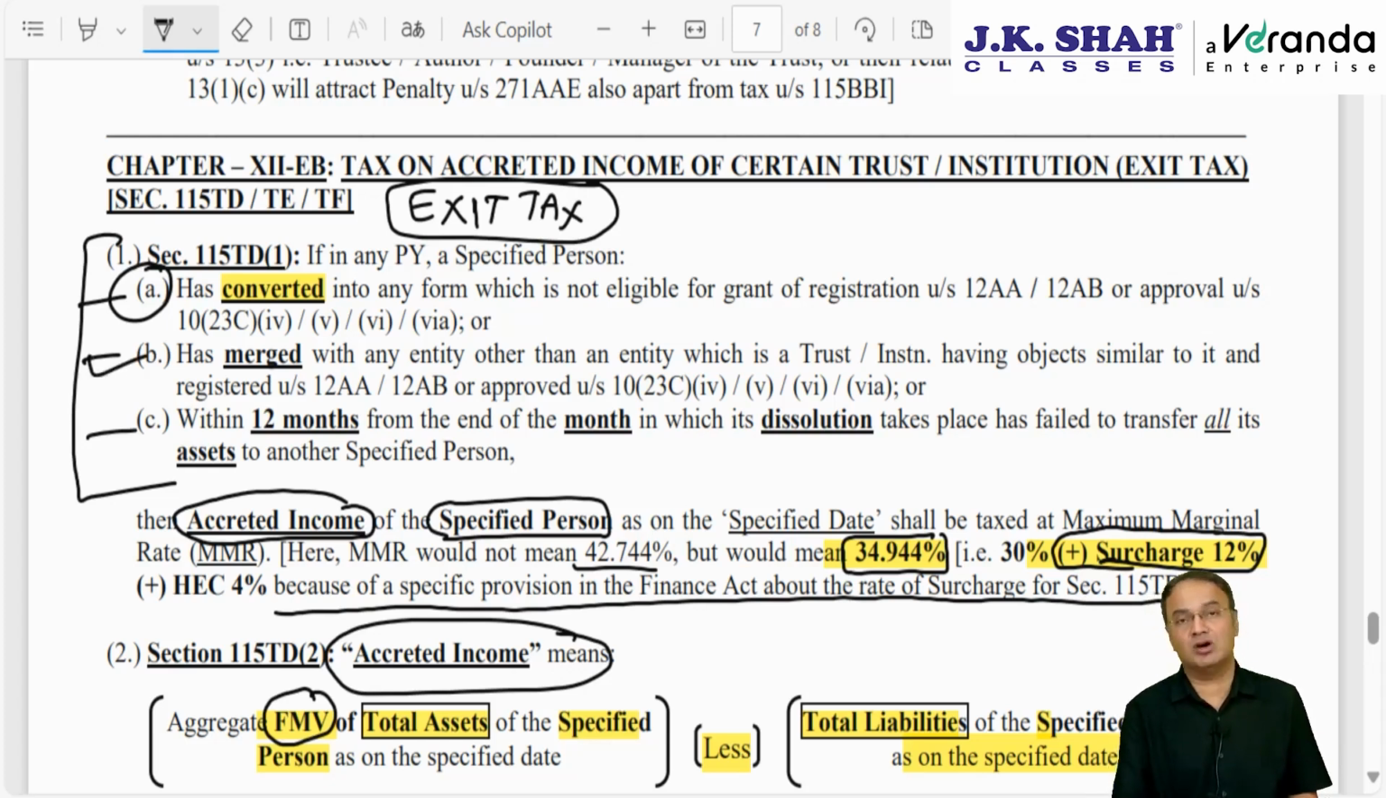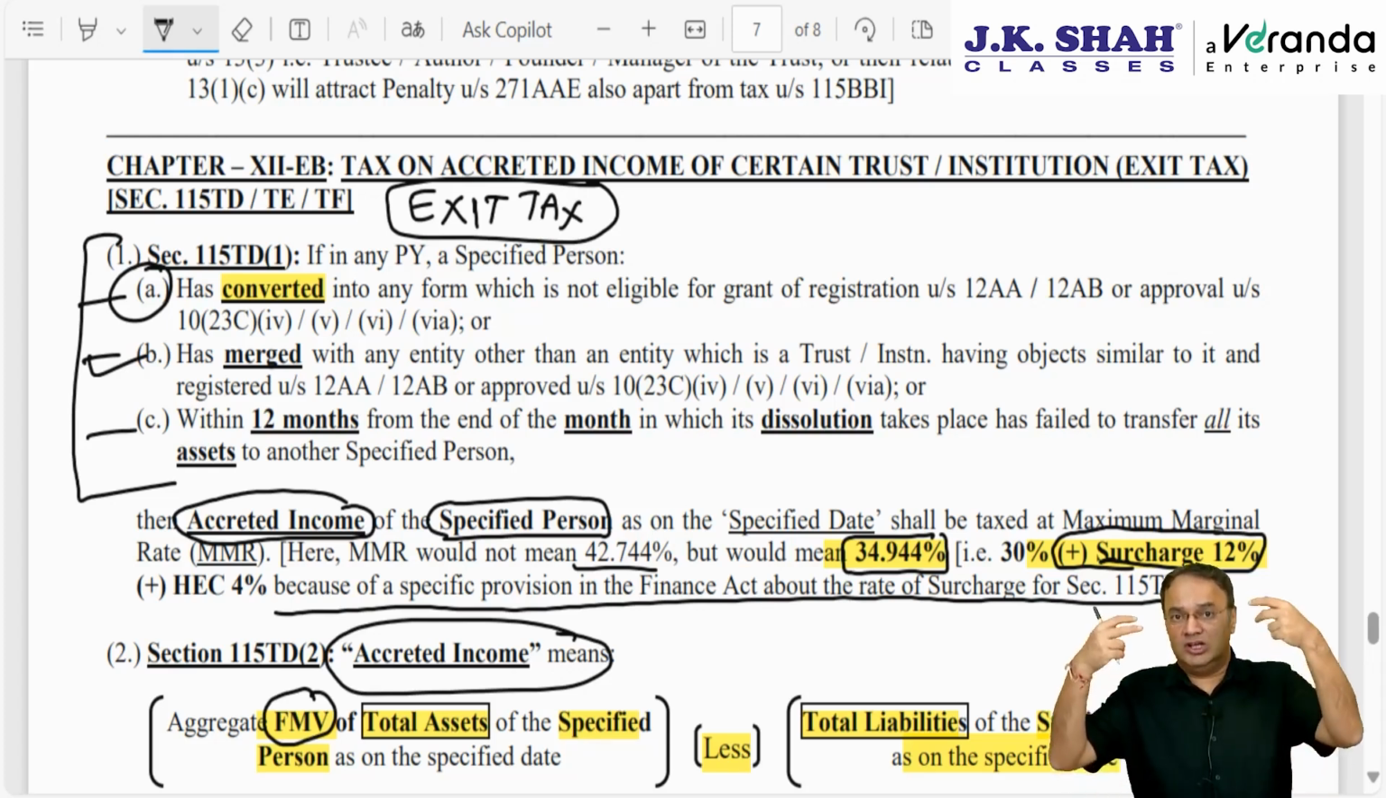Next is the trust has merged with an entity other than an entity having similar objects and registered under 12AA, 12AB or approved under 10(23C). One trust is merging with another trust, which is allowed. But if both of them have the same objects and both of them are registered or approved, then it's fine, no problem, nothing will happen.